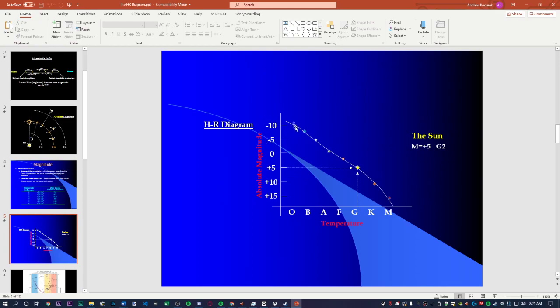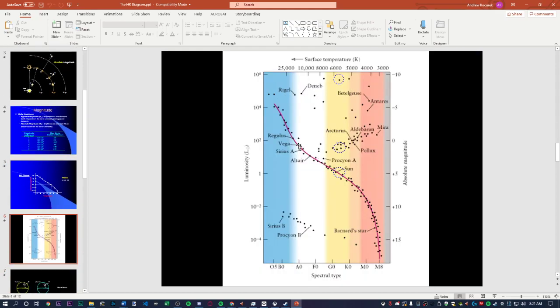Okay, so you have your HR diagram. It should look something like this when you plot it. Let's say you have a G2 star like the sun. It's a +5. You'll put it there, and then you'll plot all the other stars there. And here is another main sequence line down here. It's not too bad.